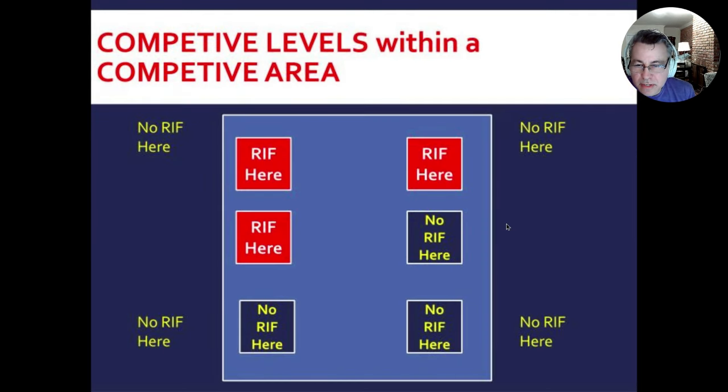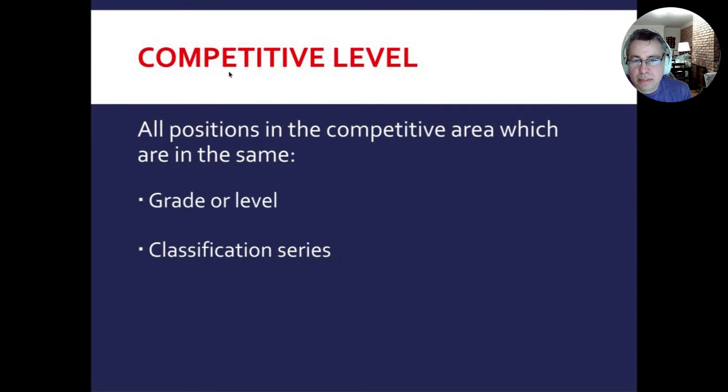So for instance, my agency had several divisions, and in this division, there were several groups. So if they were doing a RIF in these 3 practice groups, it wouldn't affect these other 3 practice groups, and it definitely wouldn't affect other parts of the agency. So remember, we have the competitive area and then the competitive level, which is the people that are going to compete with each other in a RIF.